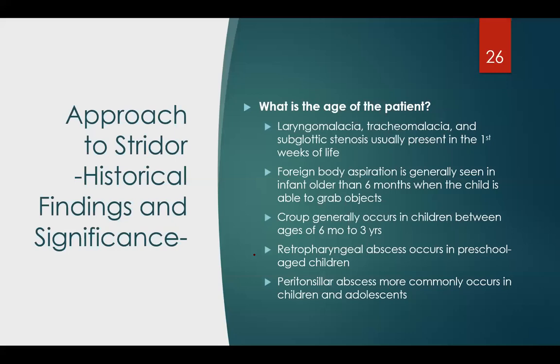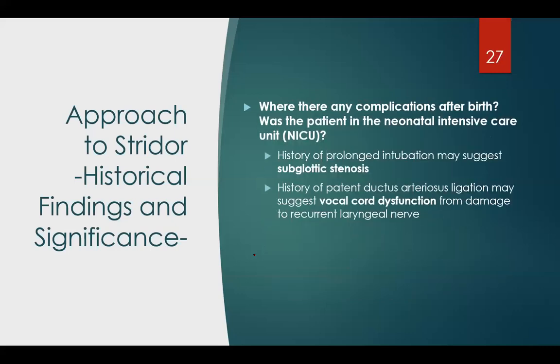Foreign body aspiration is generally seen in infants older than 6 months, because these are children that can put things in their mouth. Croup is generally occurring in children between 6 months and 3 years. Retropharyngeal abscess is usually in preschool-aged children. And peritonsillar abscesses are more likely in older children and adolescents. So nothing you can really hang your hat on there, but just some things that you can put in the back of your brain so that you can know what type of patient and at what age you're dealing with.